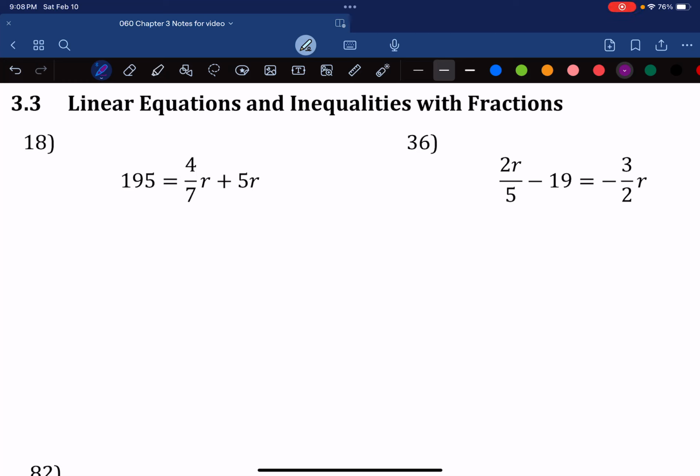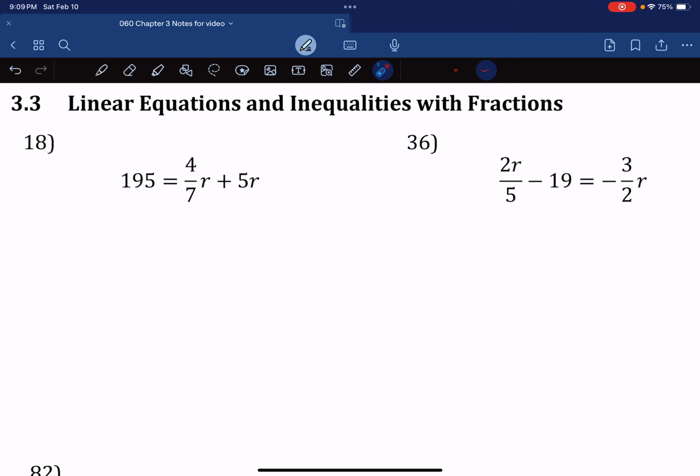Now let's look at some problems with fractions. When we're dealing with fractions, the rules are still the same. We are going to start with step 1, which tells us to simplify each side of the equal sign, or inequality if we're doing an inequality.